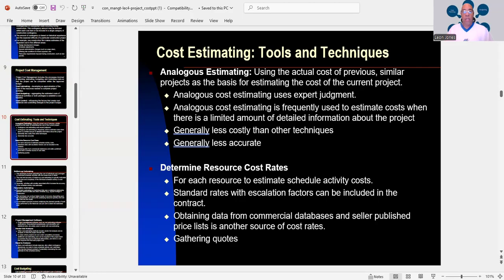So, when we look at cost rates, we have to determine how many resources we have, so we determine resource cost rates for each resource to estimate schedule activity costs. Remember, standard rates with escalation factors can be included in the contract. And also, obtaining data from commercial databases and seller published price lists is another source of cost rates.